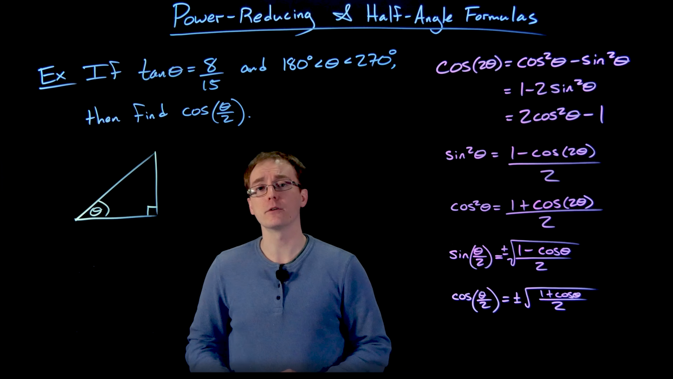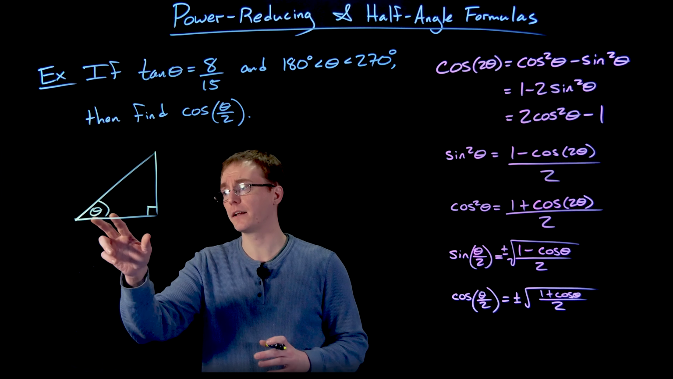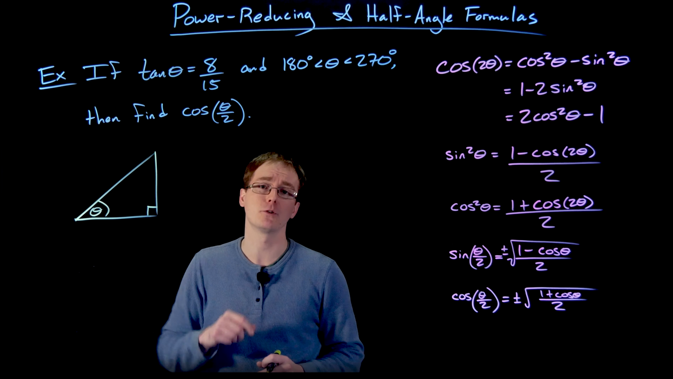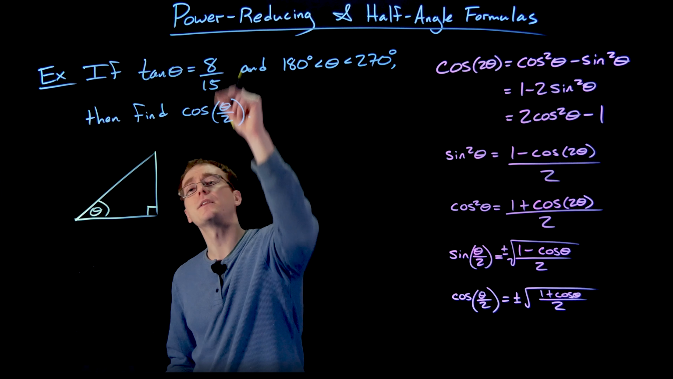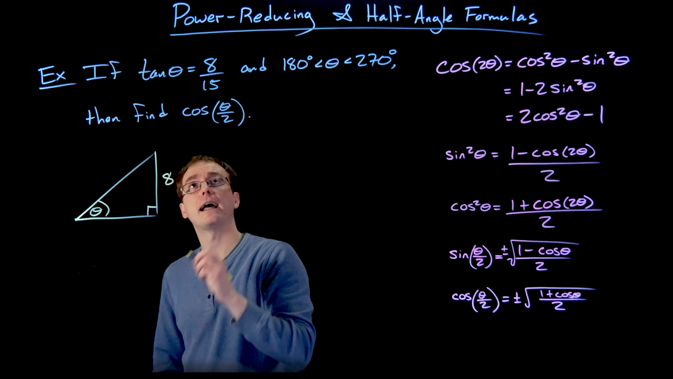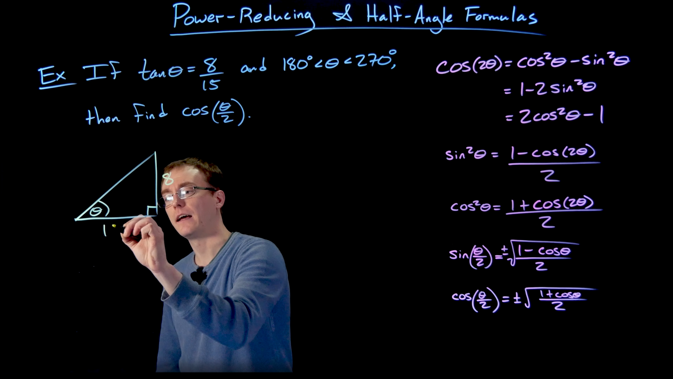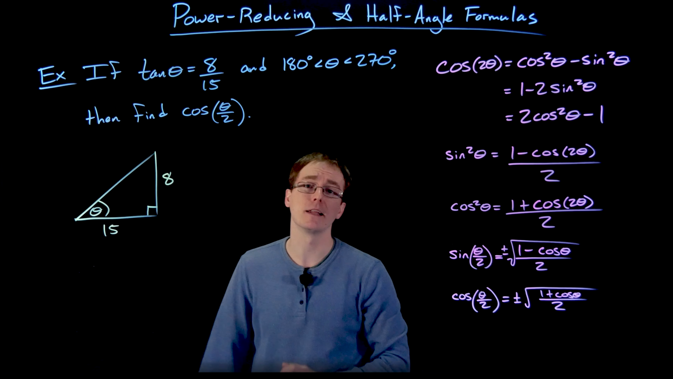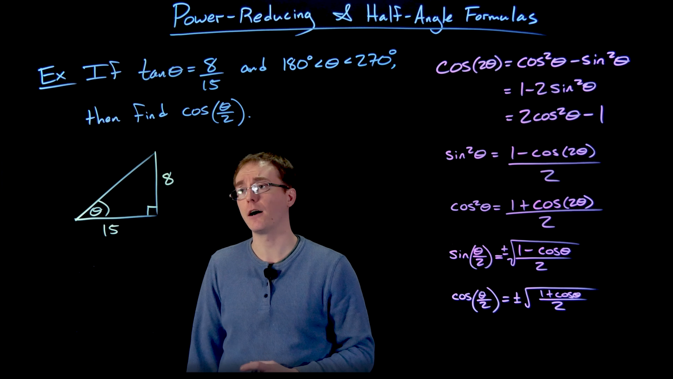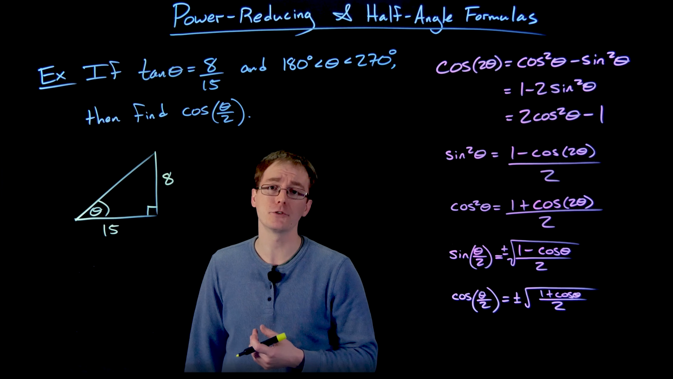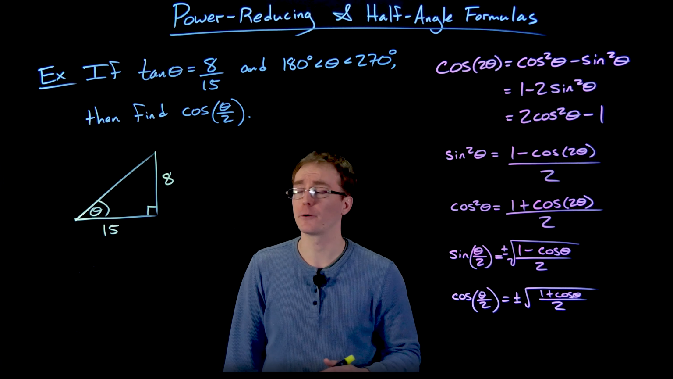So in our right triangle interpretation, tangent of our angle theta gives us the ratio of the side opposite to our angle theta divided by the side adjacent to our angle theta. So we can think of the side opposite of our angle theta as having a side length of 8, and the adjacent side length would then be of length 15. The only thing that is missing in this right triangle now is the length of that hypotenuse, and we can find that using the Pythagorean theorem.